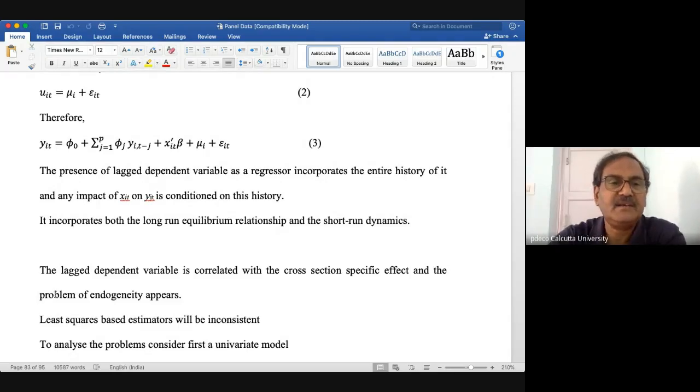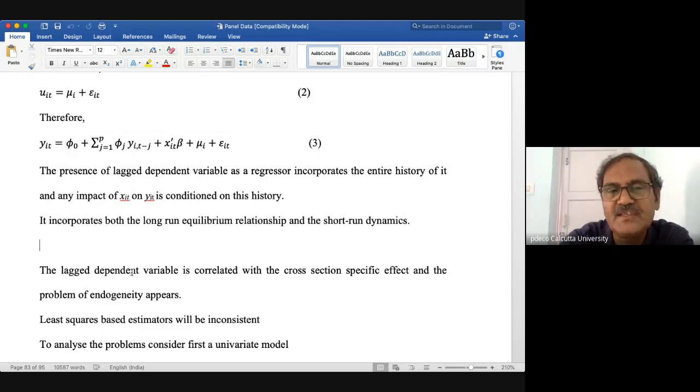As you have mentioned, the lag dependent variable as a possible regressor creates a possibility of non-zero correlation between the regressor and the random error.